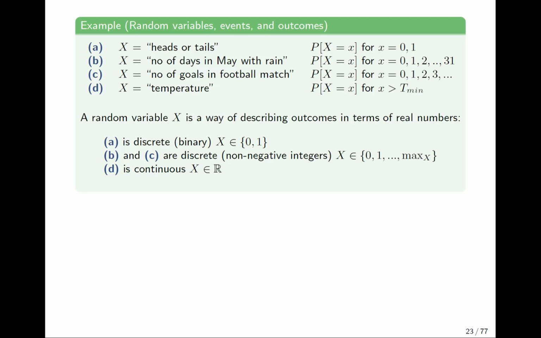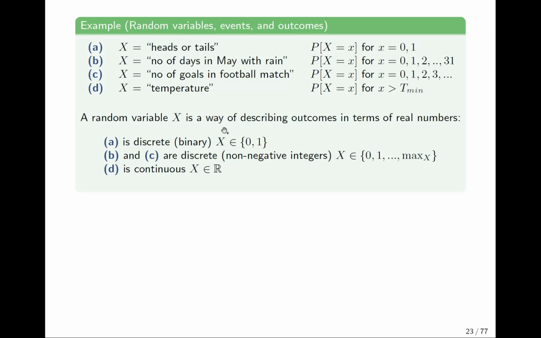Again, mapping this experiment to a set of real numbers. Or it could be an experiment in terms of temperature. How hot is it going to be tomorrow? Well, that's some number, a continuous number greater than some minimum value, say. So that should hopefully make it really clear.